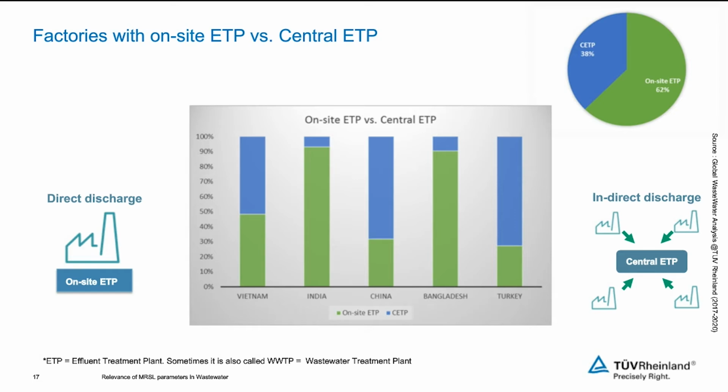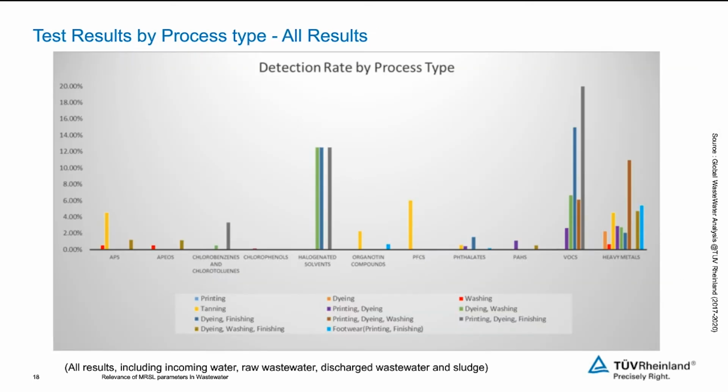When we do test result analysis based on process type, as per findings of incoming water, raw wastewater, discharge wastewater, and sludge, it was found that halogenated solvent is present in different processes like dyeing, printing, finishing, washing. When we talk about VOC, it is found in printing, dyeing, finishing. When we are talking about PFC, it is found in tanning. When we are talking about heavy metals, they are found in dyeing, printing, finishing, washing. It will be very useful to revisit this data once the supplier profile on ZDHC Gateway has been completed. We might get further insight based on the type of fiber processed.